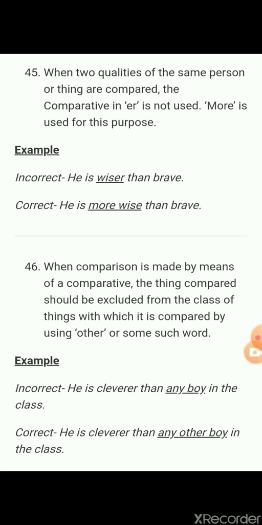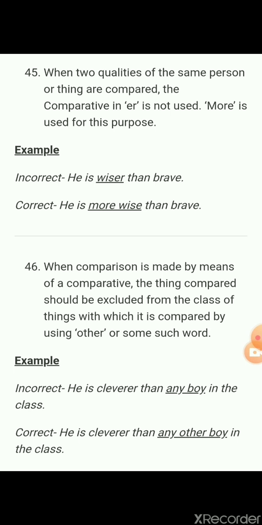Look at this. He is wiser than brave. For example, if I put myself as an example: Sakshi is writer than speaker. So the correct version: Sakshi is more good in writing than speaking.